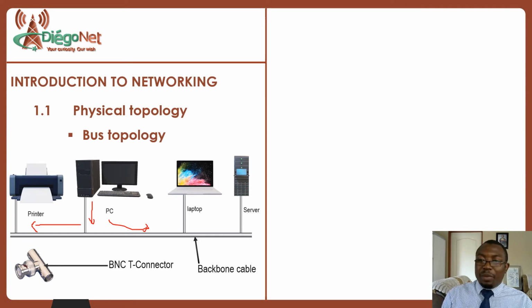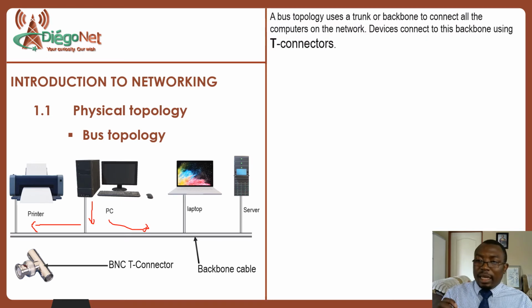So when we use a terminator at the end of the cable, the signal will be absorbed by the terminator, preventing the signal from bouncing back. So that is the characteristic of the bus topology. All devices on the network are connected to a central cable or a main cable, and this cable needs to be terminated on both ends by what are called terminators.